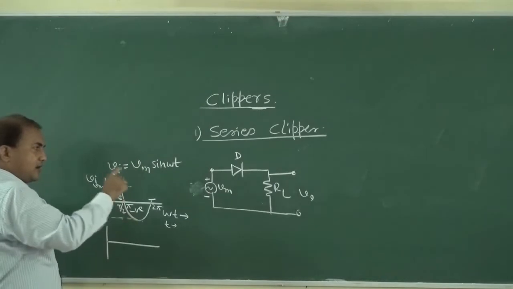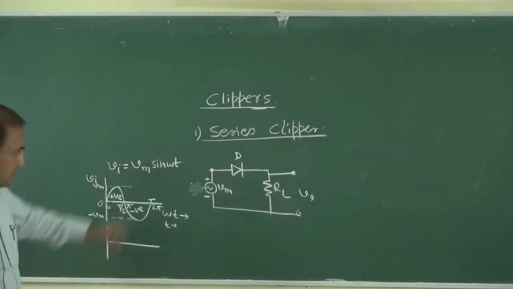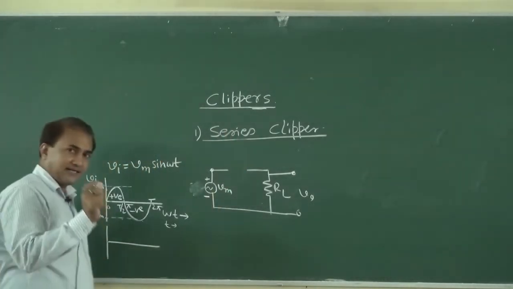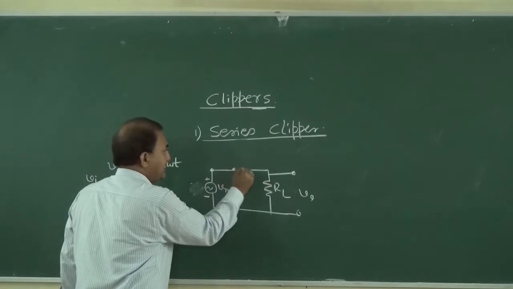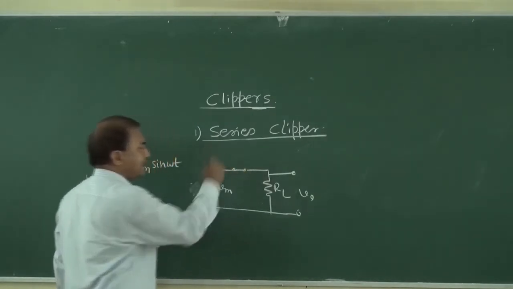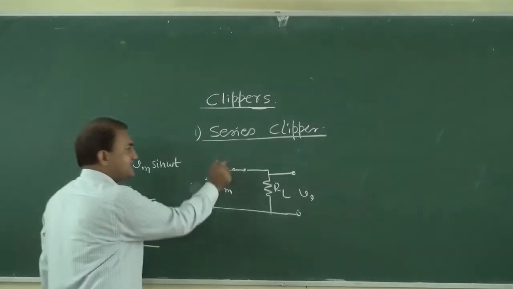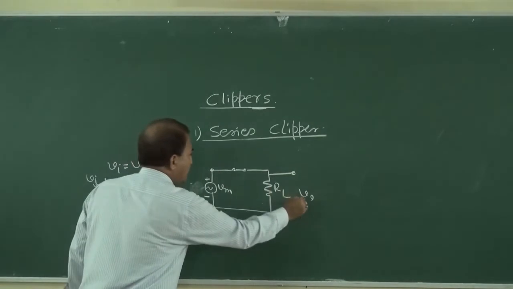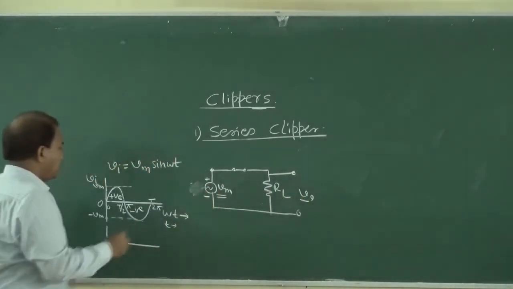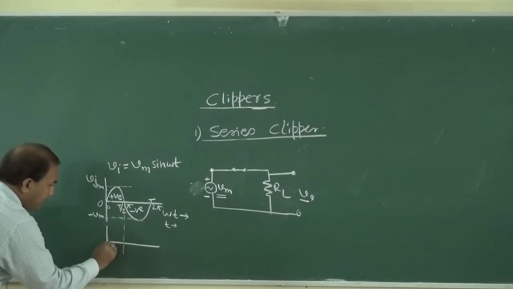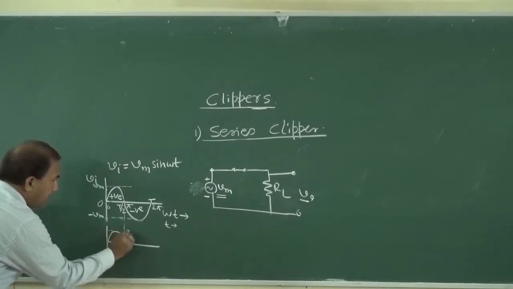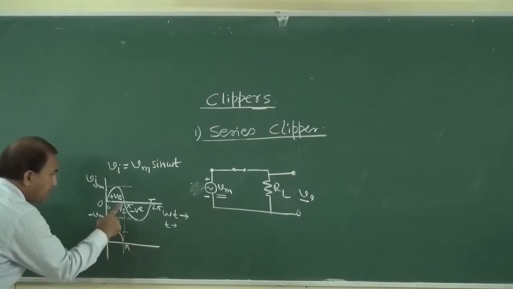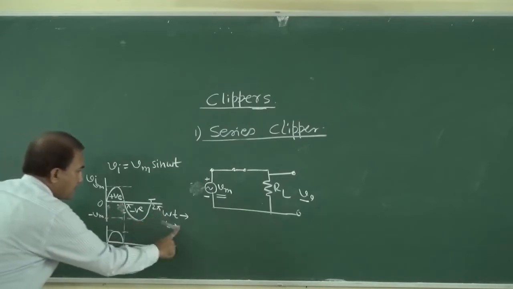During the positive half cycle, this diode will start conducting, and if we consider this diode as an ideal diode, then it will be shorted. So we can represent this diode by a short. So complete V output is equal to V in. So here we are getting V in, from 0 to pi.